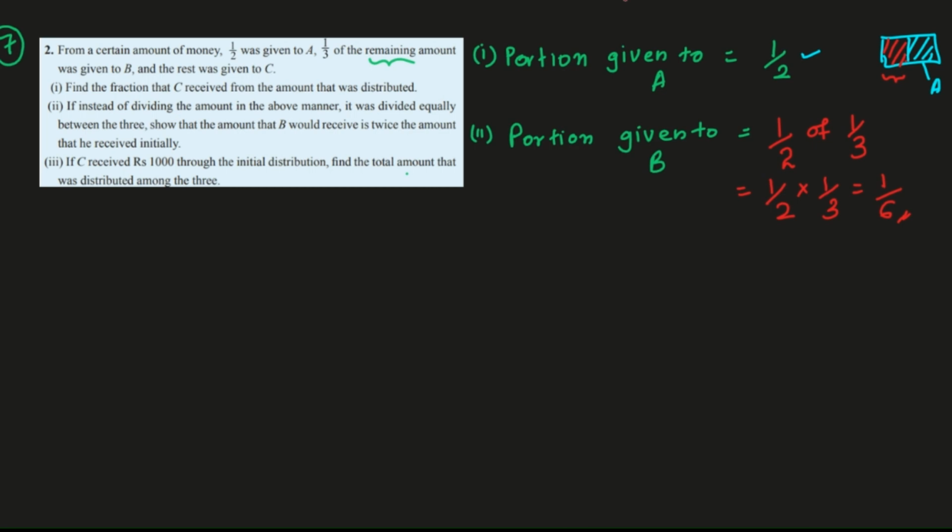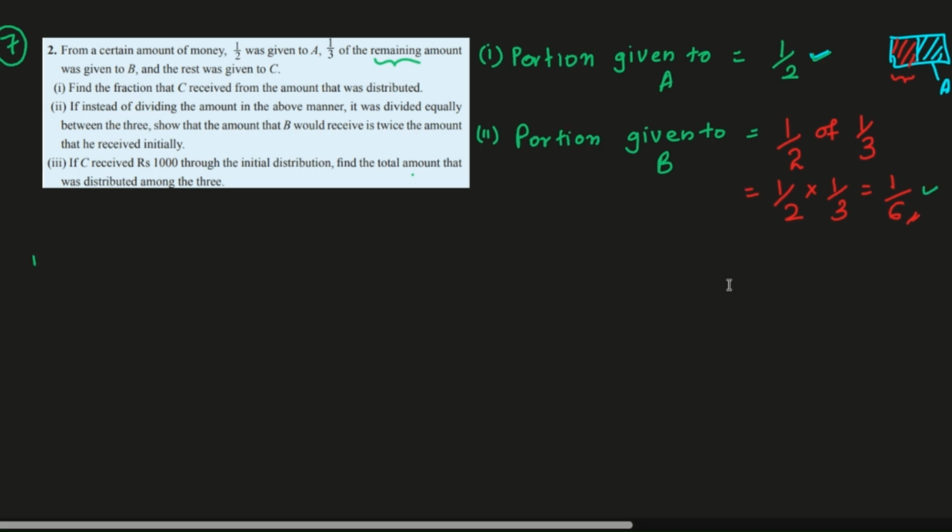And the rest was given to C. So how do you calculate the rest? The portion given to A is half and portion given to B is 1 upon 6. So you have to find the total portions that were given to persons A and B. And that total value should be subtracted from the whole portion or the whole land, which is 1 actually, right? Okay, so let's calculate.